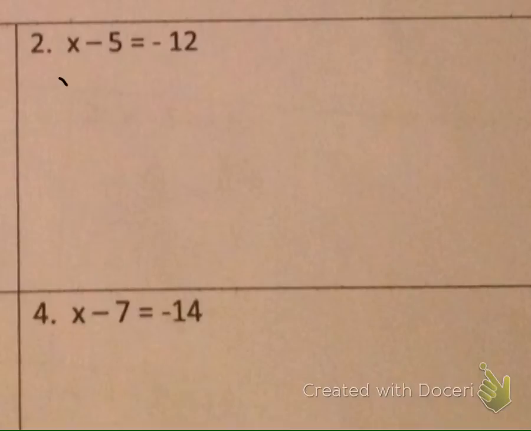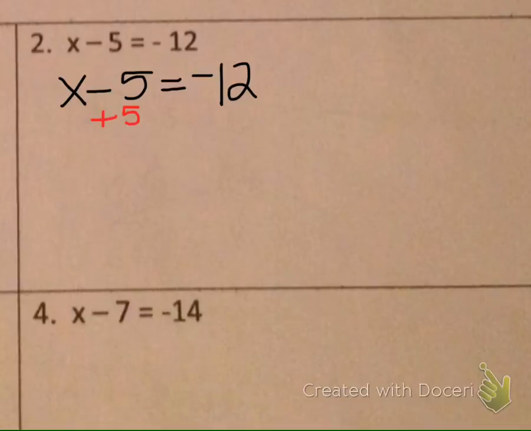Number 2, I have x minus 5 equals negative 12. I'm going to copy the problem, keeping my original problem nice and clean. Okay? In order to get x all by itself, that's my goal when I'm solving an equation, I want to get rid of the minus 5. Okay? What's the opposite of subtraction? Addition. So in order to get rid of the subtraction minus 5, I'm going to add 5. Whatever I do to one side of the problem, I have to do to the other.